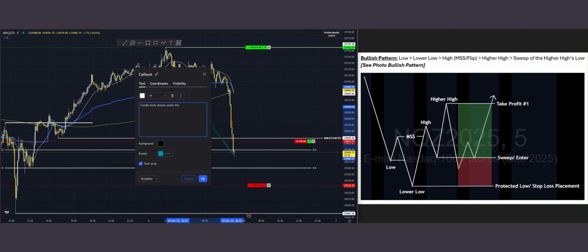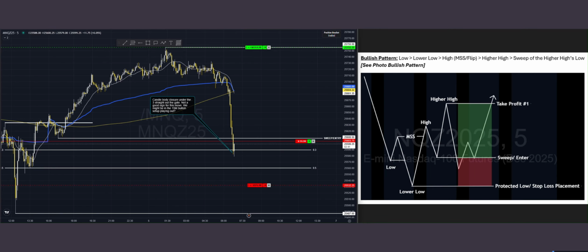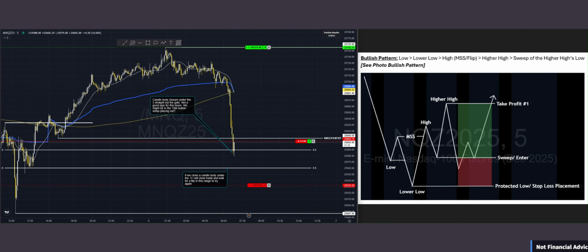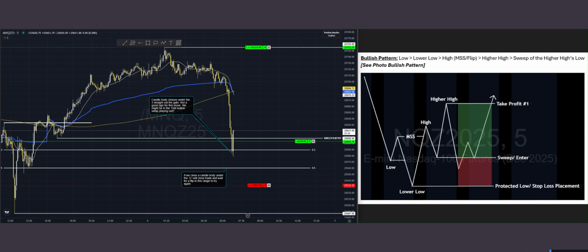Right here, we have made note on the chart that the candle body has closed under the 0.3, so this gave us a little bit of hesitation in this trade that it might fail. We put a note on the chart so that way we remember if we get a candle body close below the 0.5, we stop ourselves out of the trade and we try again at another time.